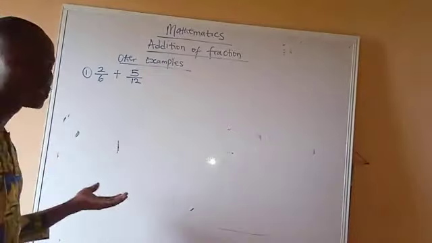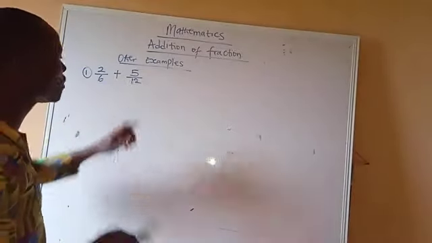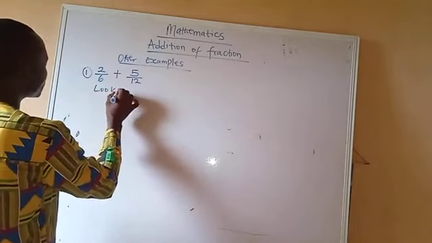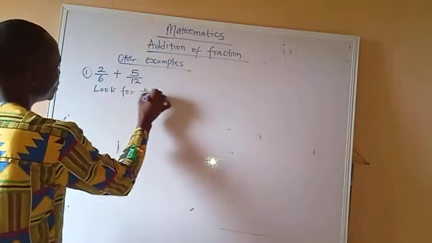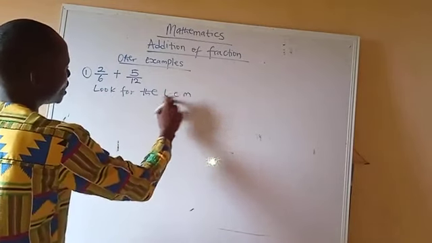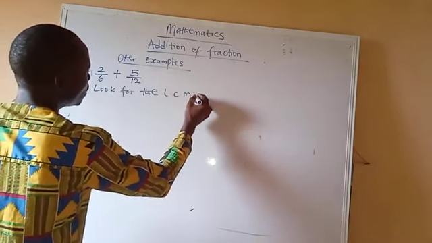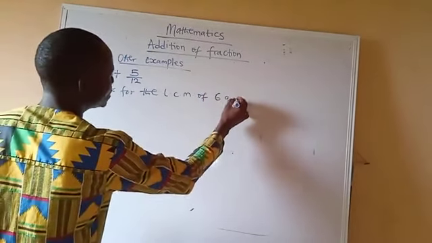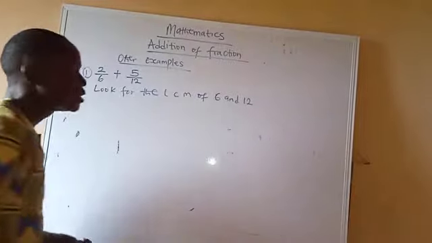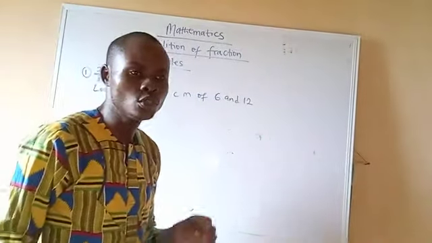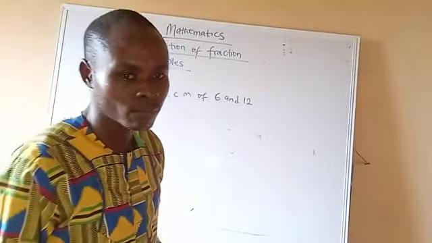What are the denominators there? We have 6 and 12. Then the next thing you look for, you say, look for the LCM, lowest common multiple, LCM of 6 and 12. Like I taught us before, when you are looking for the LCM, what you do is this.